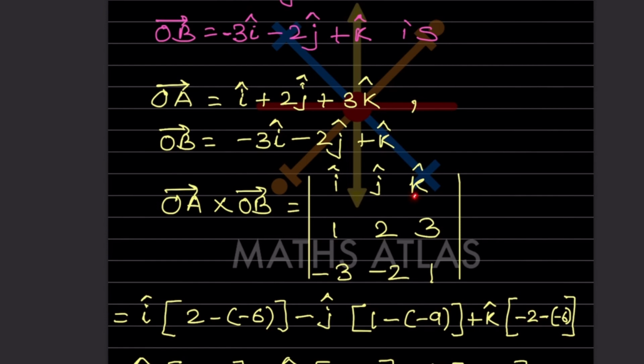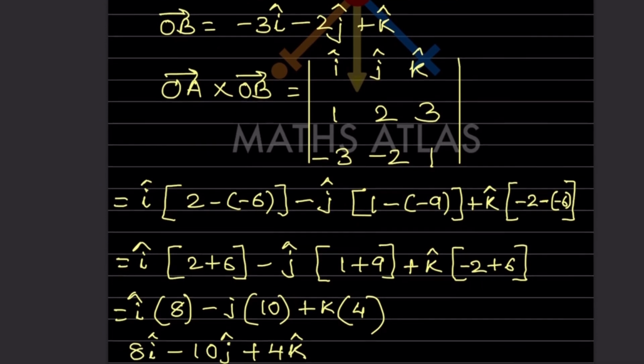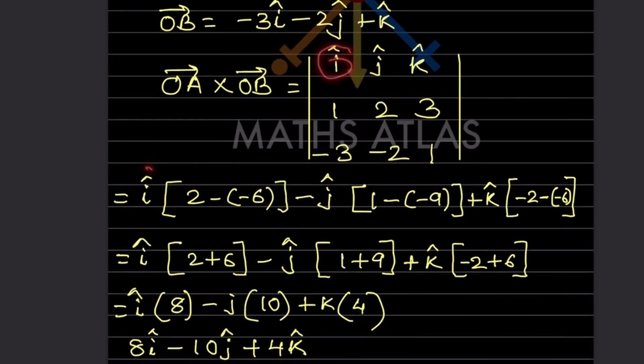So ijk, let us write this. Here you can see the coefficients for OA are 1, 2 and 3. For OB they are minus 3, minus 2 and 1. Now let us take this i. You are going to multiply this, so that will be AD minus BC, AD minus BC.